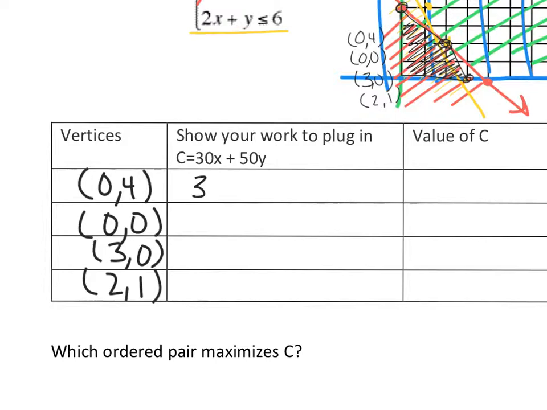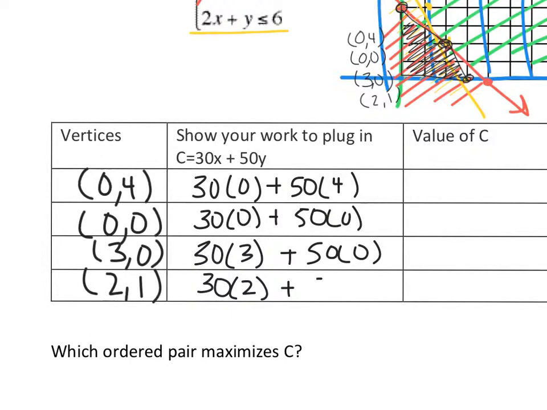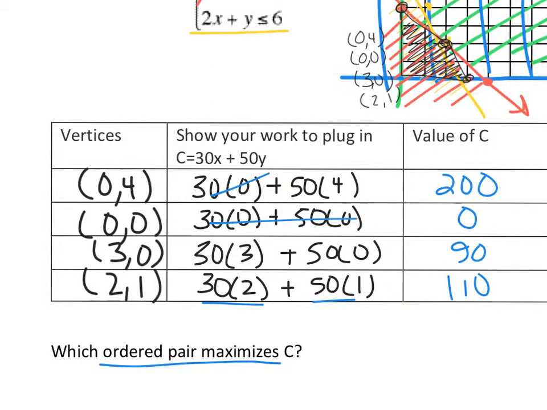So this is going to be 30 times 0 plus 50 times 4. This is going to be 30 times 0 plus 50 times 0. 30 times 3 plus 50 times 0. 30 times 2 plus 50 times 1. So for the first one, the zeros cancel out, so this will be 200. These will both cancel out, so this will be 0. This will be 90, and this will be 60 plus 50, which is 110. So the ordered pair which maximizes C is going to be the ordered pair 0, 4.